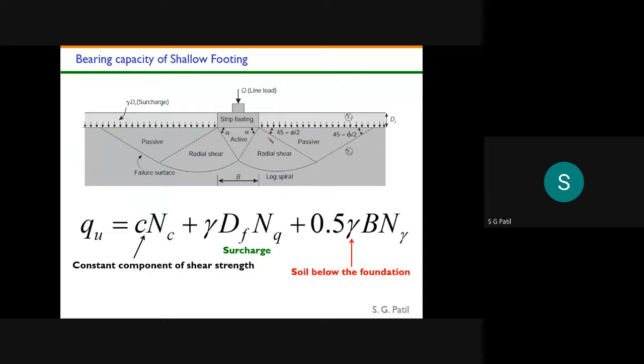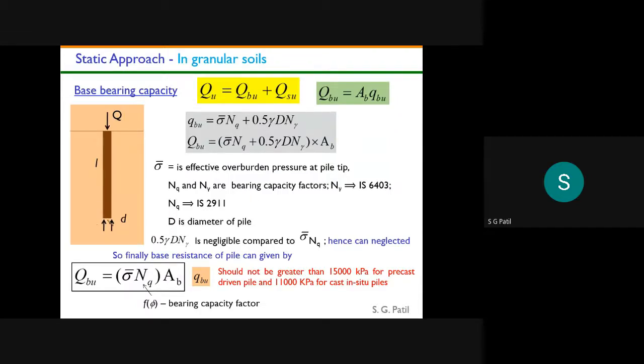If you remember our shallow foundation bearing capacity formula, it is simply cohesion into NC plus gamma Df into NQ, or q NQ, plus 0.5 gamma B N gamma. This is for shallow foundations. But in a deep foundation, it is almost the same as your shallow foundation.